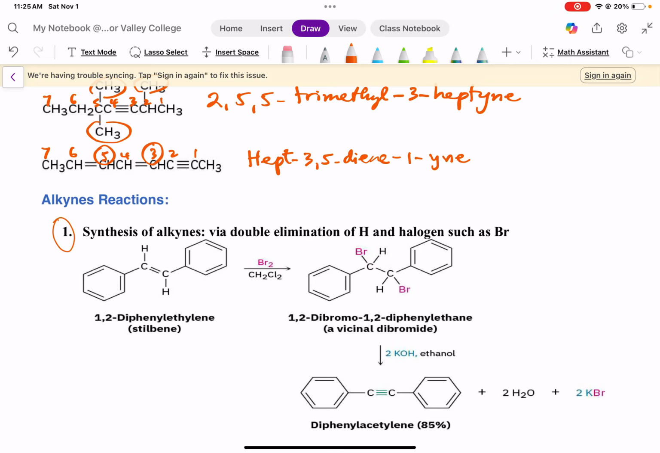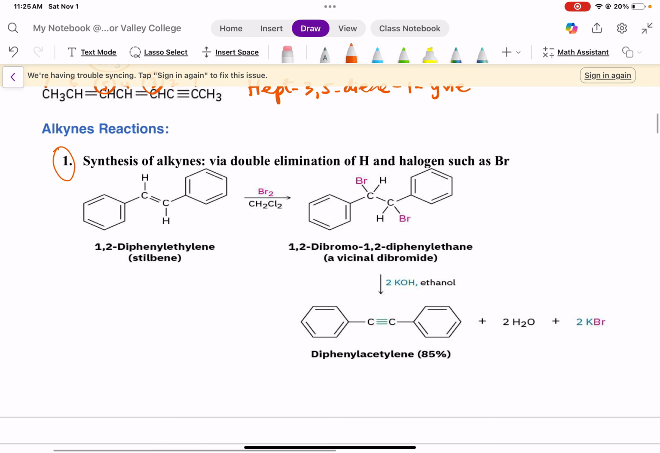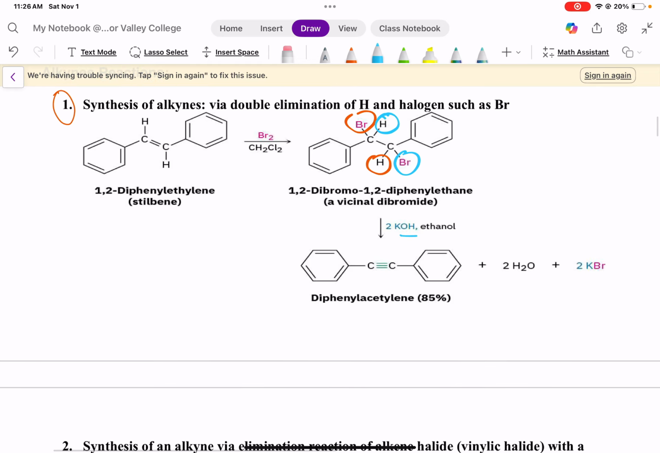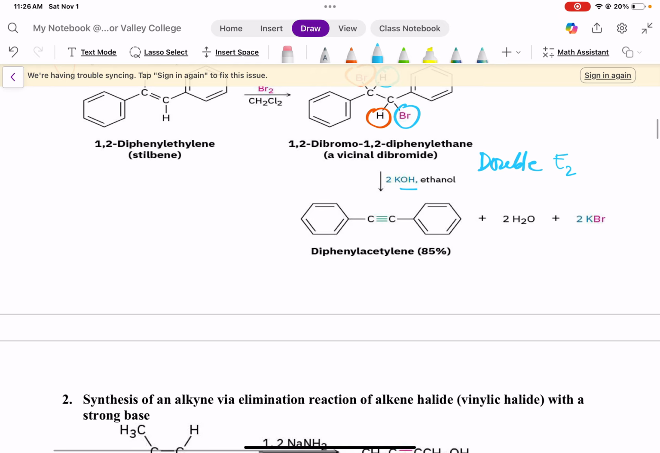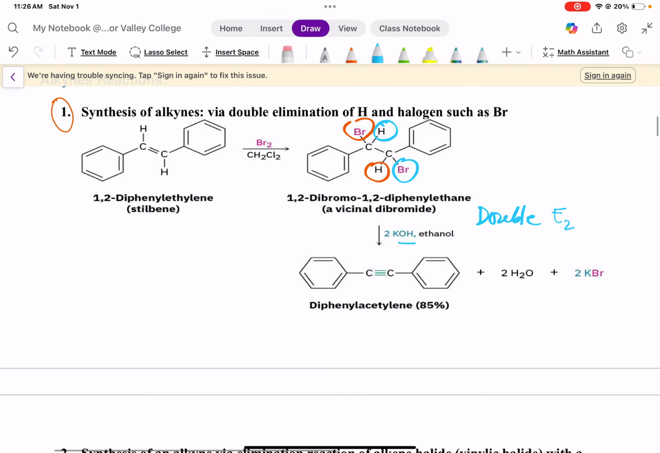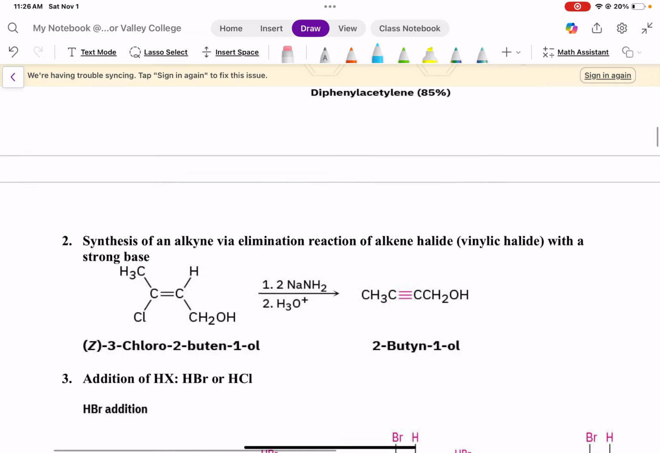And you can do 2 eliminations. So if you have an alkene, you can turn that into the vicinal, meaning right next to each other, dibromide or dichloride. So every time you eliminate a hydrogen and a bromine, you got a double bond. And if you eliminate the other pair, you got a second double bond, with a strong base. So this one will be a double elimination, E2. Very simple. You guys see it? Beautiful, right? The second one.